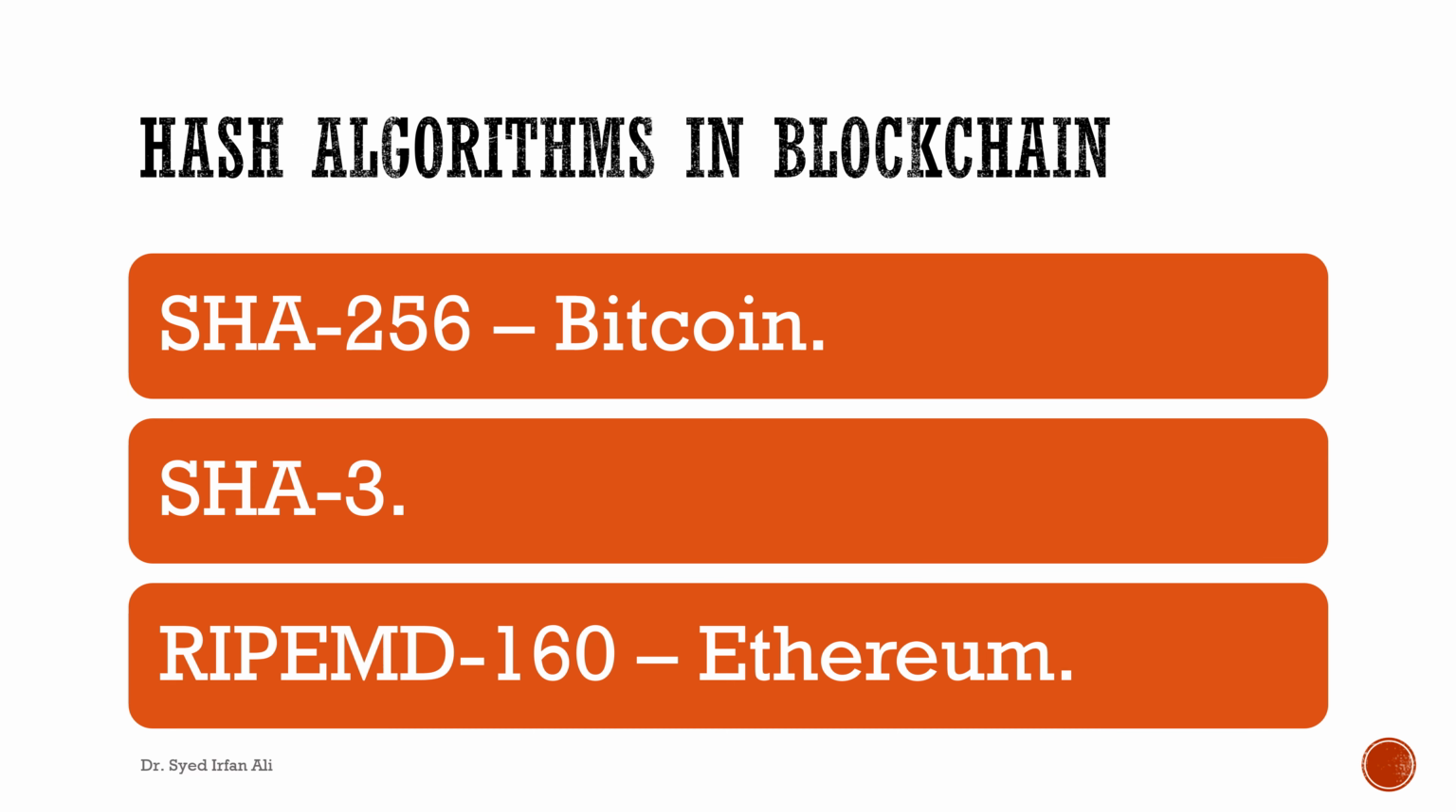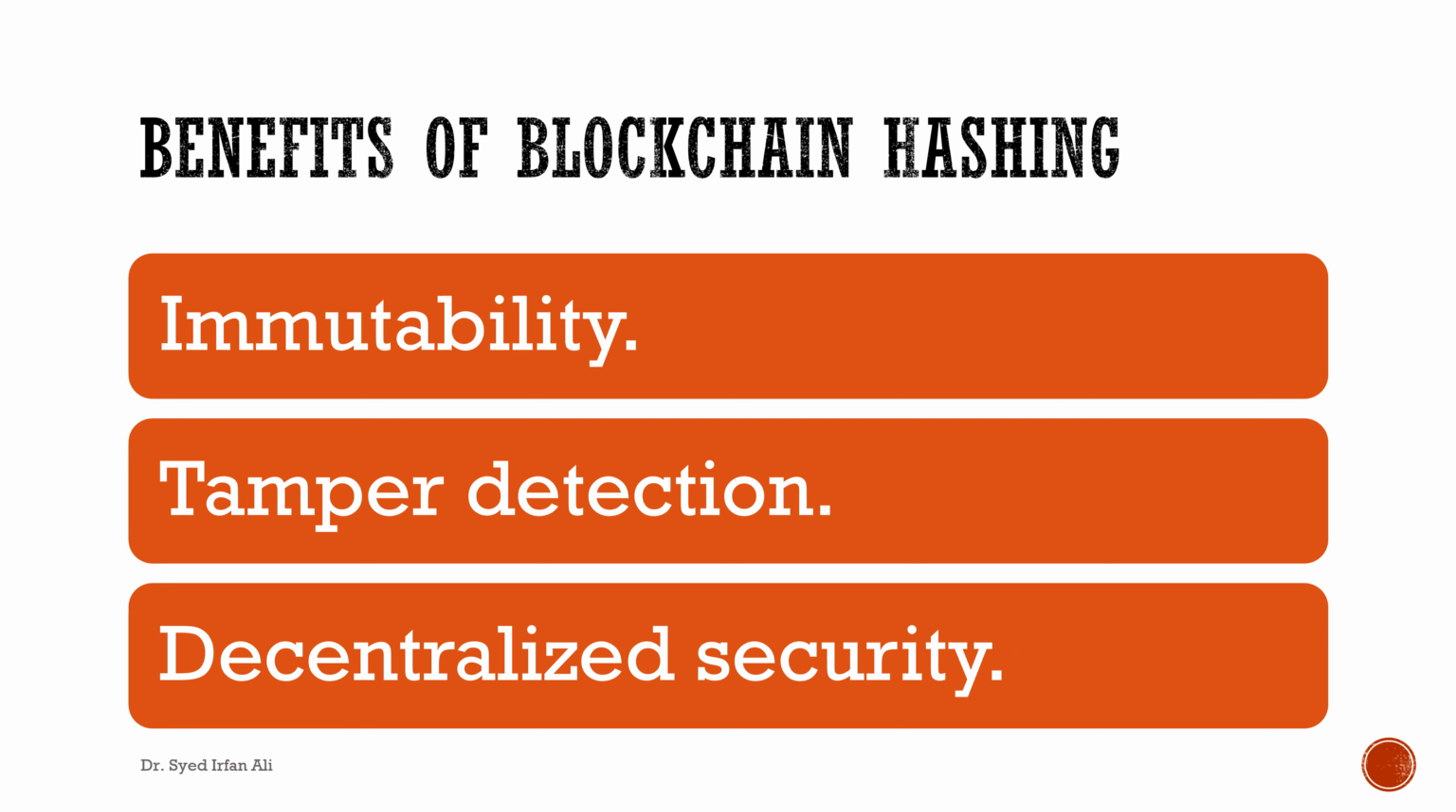Blockchain uses strong hash algorithms like SHA-256 in Bitcoin, SHA-3, and RIPEMD-160 for Ethereum addresses. Hashing in blockchain provides immutability, tamper detection, and a secure decentralized system.